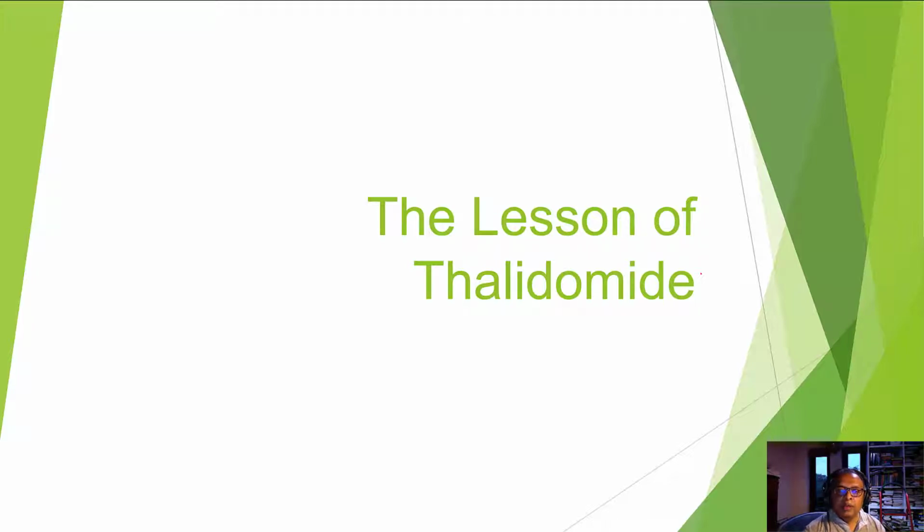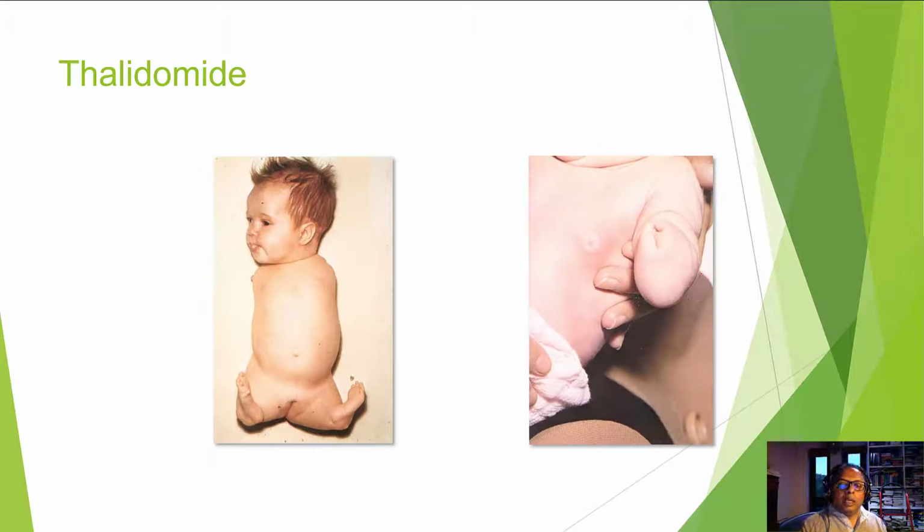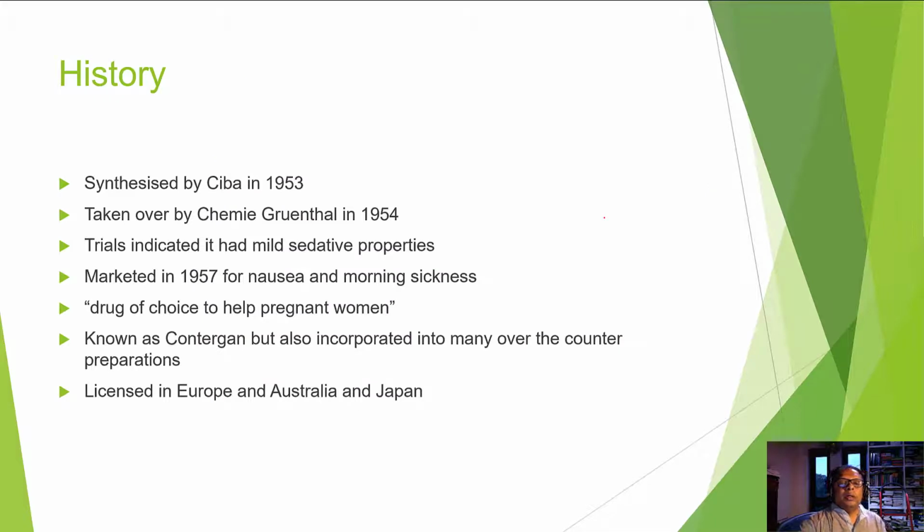One good example is the lesson we learnt from thalidomide. Thalidomide caused babies to appear like this, with no limbs, short limbs or absent limbs and no hands. It was a drug produced by a company called Ciba-Geigy in the 1950s, and then another company took over. It was shown to have sedative properties and shown to be very effective for nausea and morning sickness in pregnancy. So it was marketed as the drug of choice in pregnant women from about 1957.